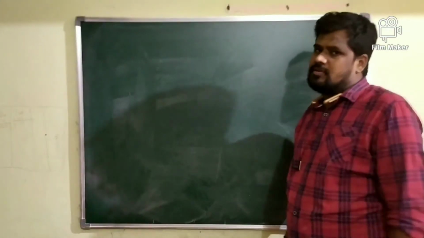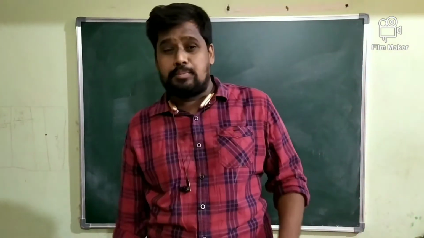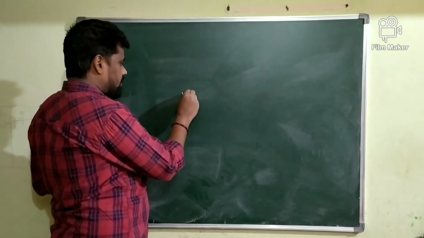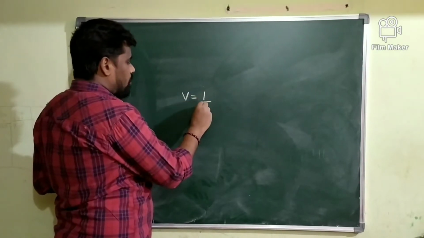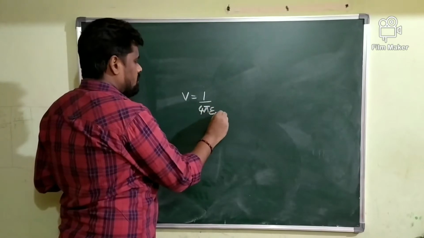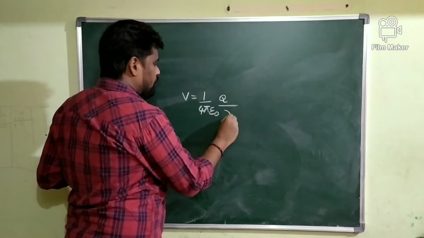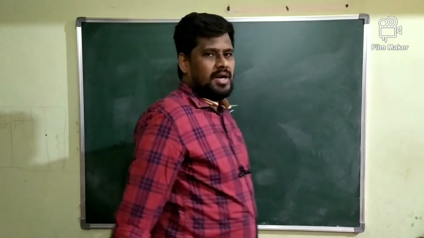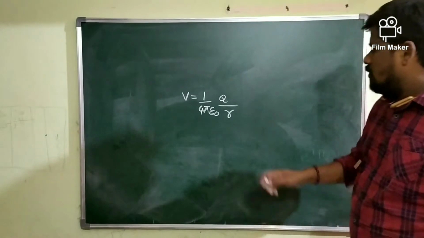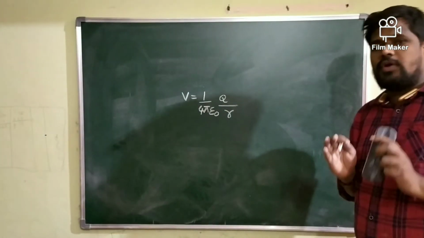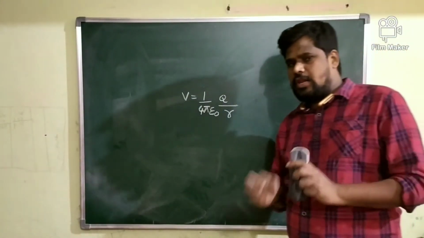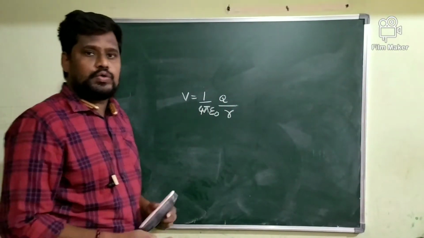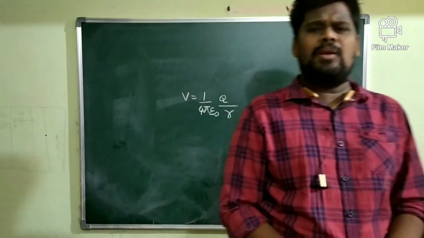Last class we derived the expression for electrostatic potential of a single point charge. The electrostatic potential of a single point charge is given by 1 divided by 4 pi epsilon naught q divided by r. What is r here? Distance of a point from the charge q where you are determining the value of electrostatic potential. But this is the expression for the electrostatic potential due to single point charge.